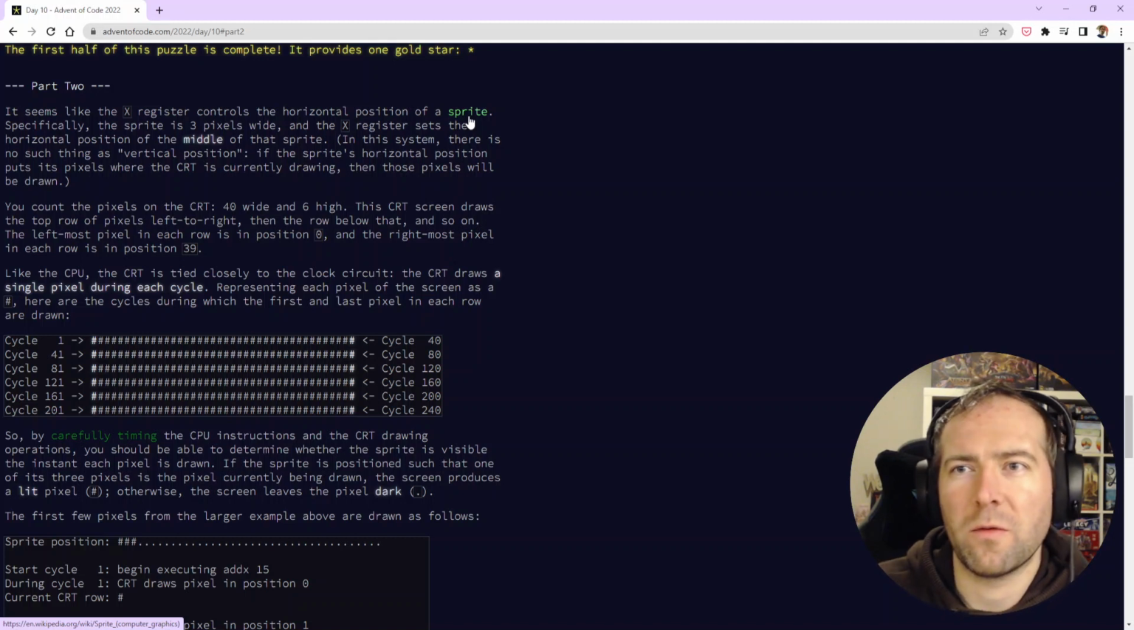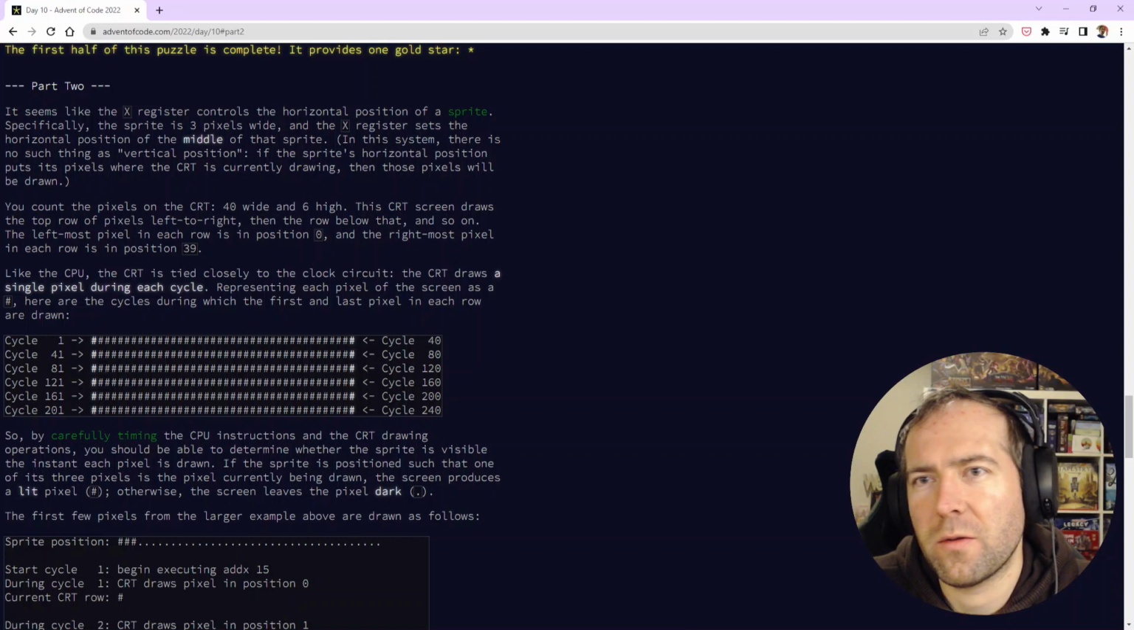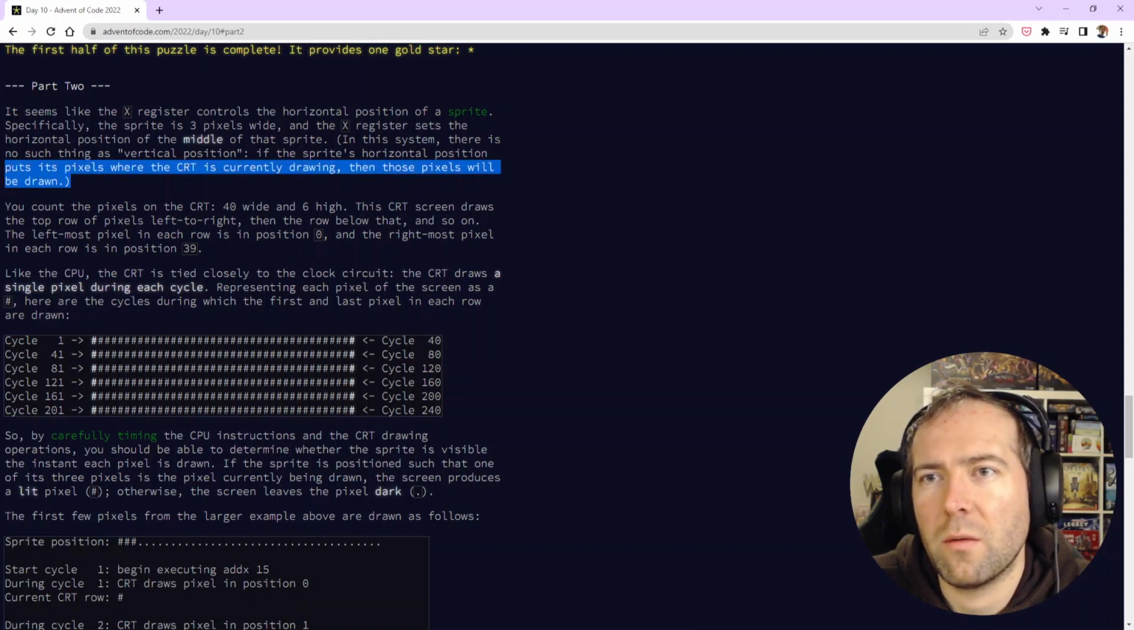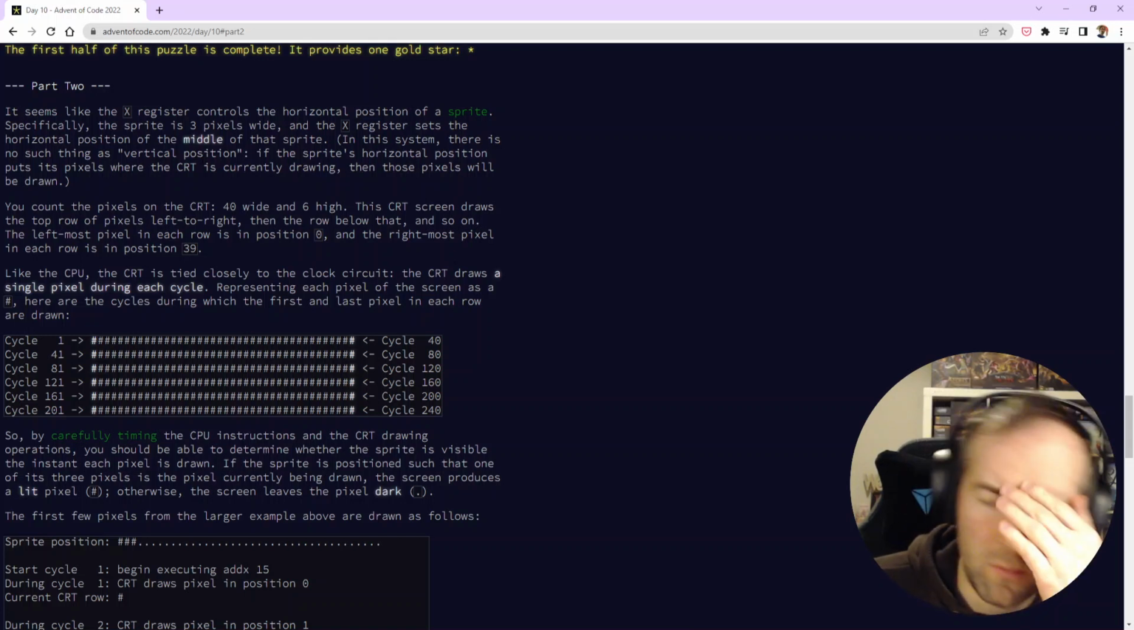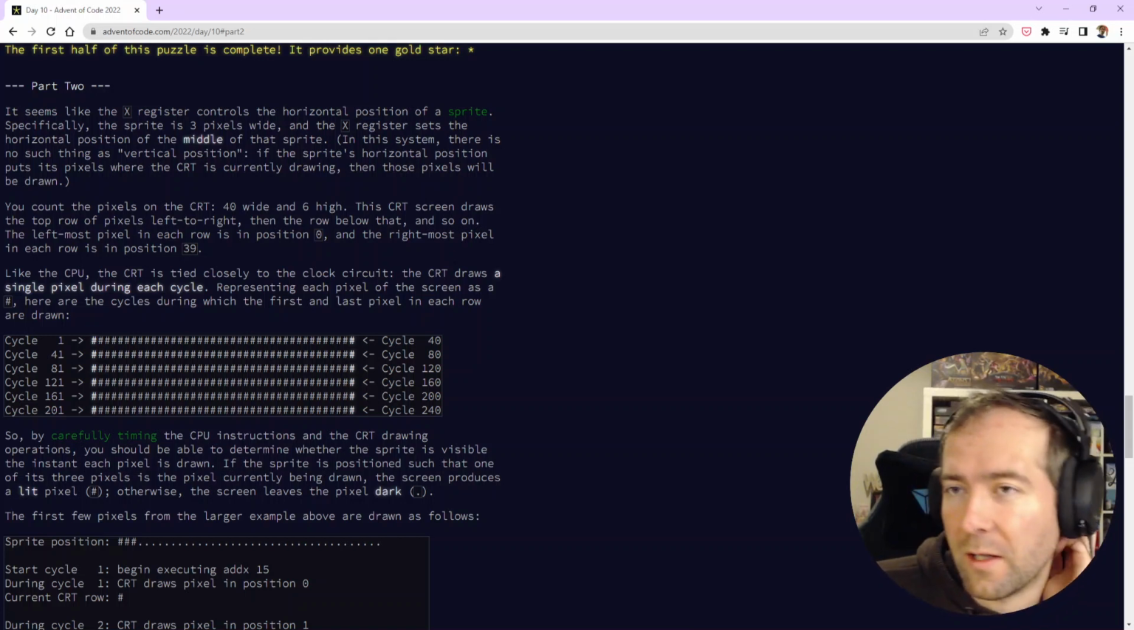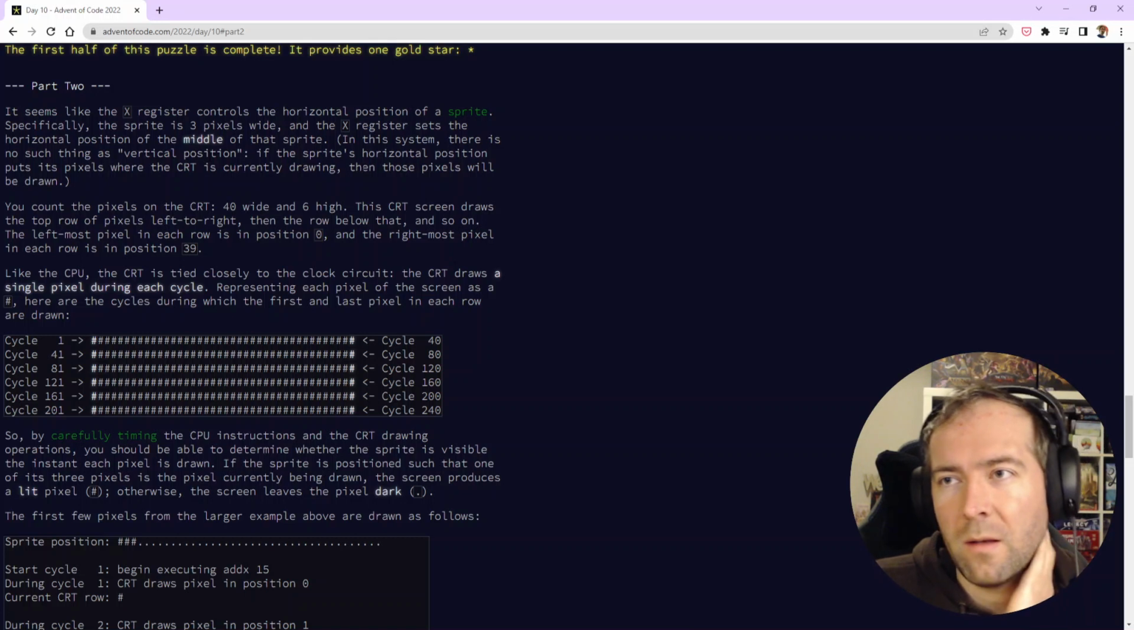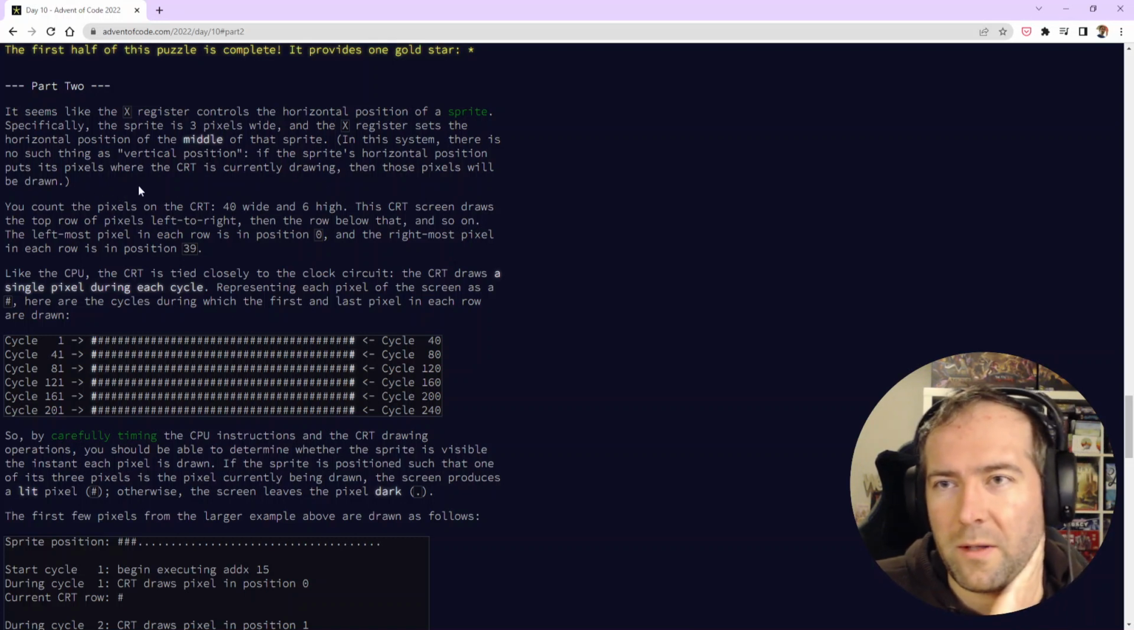In this system, there is no such thing as vertical position. If the sprite's horizontal position put its pixel where the CRT is currently drawing, then those pixels will be drawn. Oh, okay. That's why we need signals. You count the pixels on the CRT. We have 40 wide and 6 high. Okay.